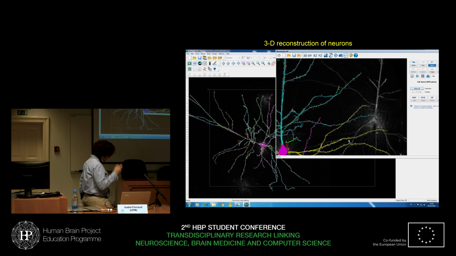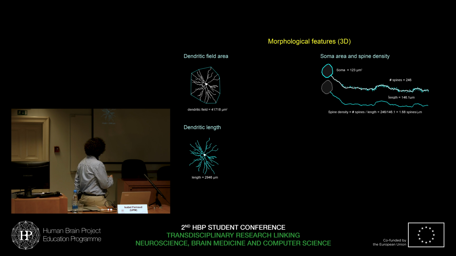Besides, it makes a very nice analysis of the reconstruction, and you can take a lot of morphological features. Some of them are general values like the dendritic field area, because it's very important to know the area covered by the dendrites of a neuron, or the dendritic length, the sum of the length of all the dendrites, or you can study single dendrites and study the number of spines and the density along the length of the dendrite.